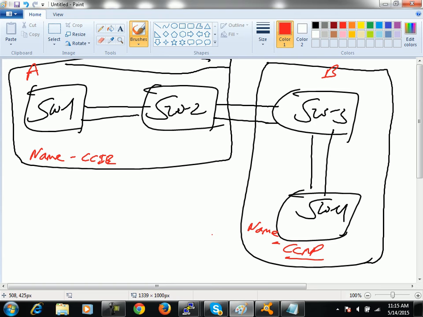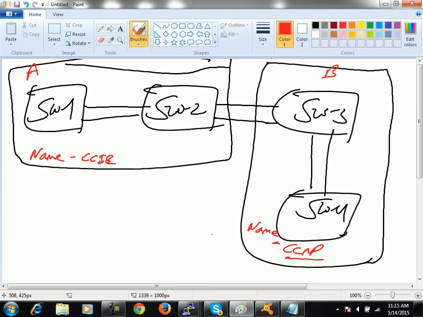Fine. Now to understand this inter-region convergence, inter-region connectivity, first of all we have to start from the very basics. Forget about inter-region, let's start from intra-region itself. See, switch 1 and switch 2 are in the same region, switch 3 and switch 4 are also in the same region. Fine, that's true.